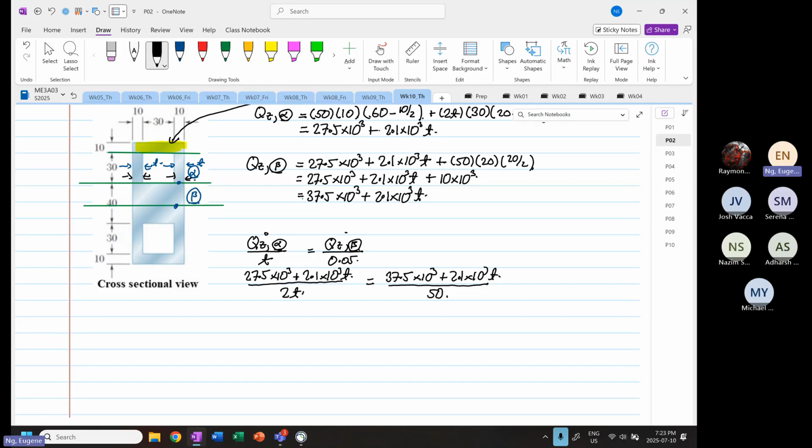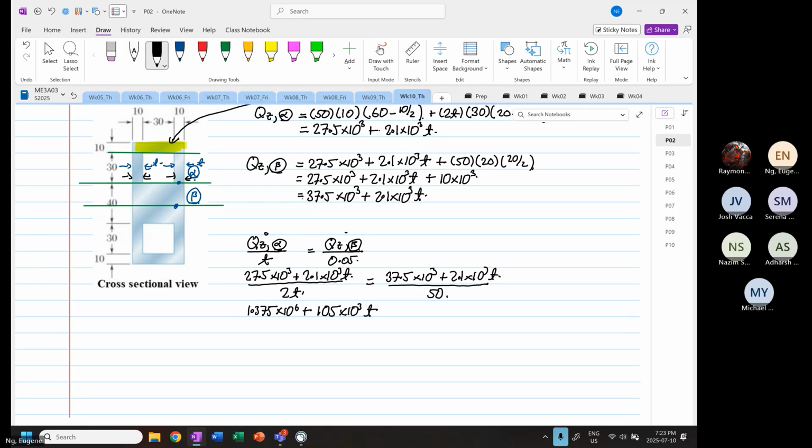Let me hold on. 50 times 10 times 55. 27.5 to the power 3 times 50 is equal to 1.375 times 10 to the power 6, plus 2.1 to the power 3 times 50, which is equal to 105 times 10 to the power 3.